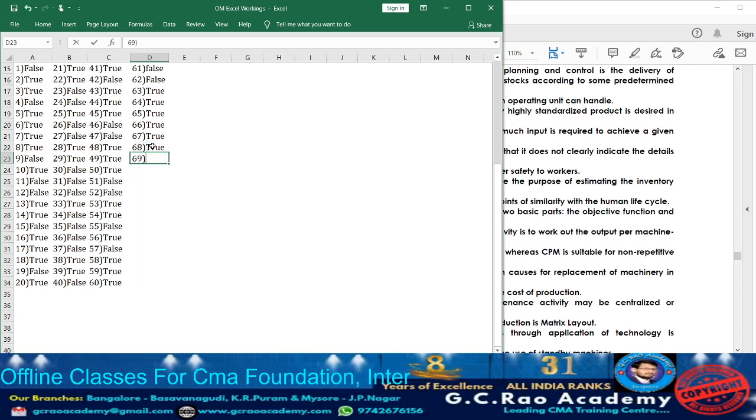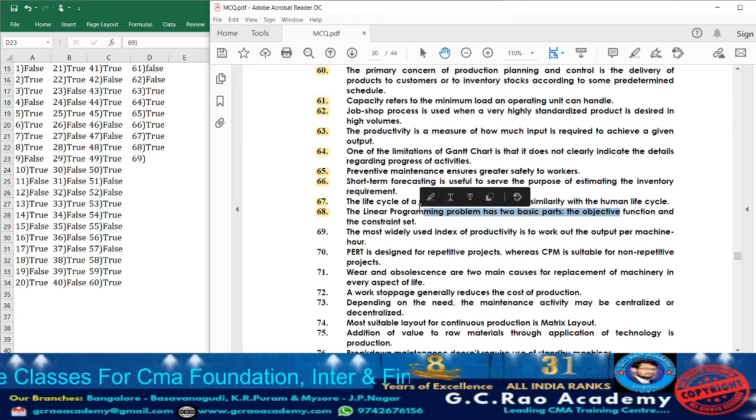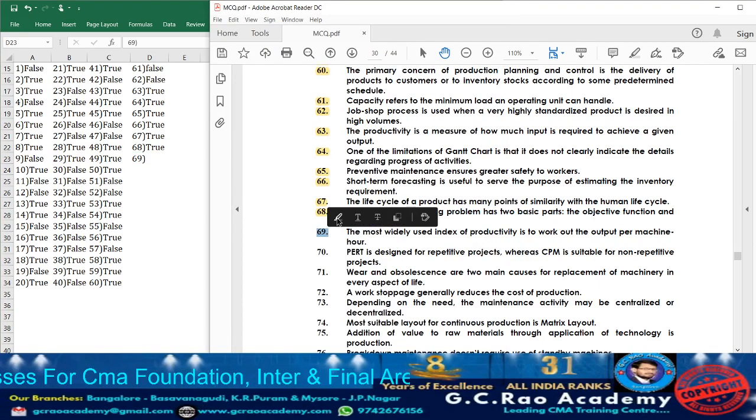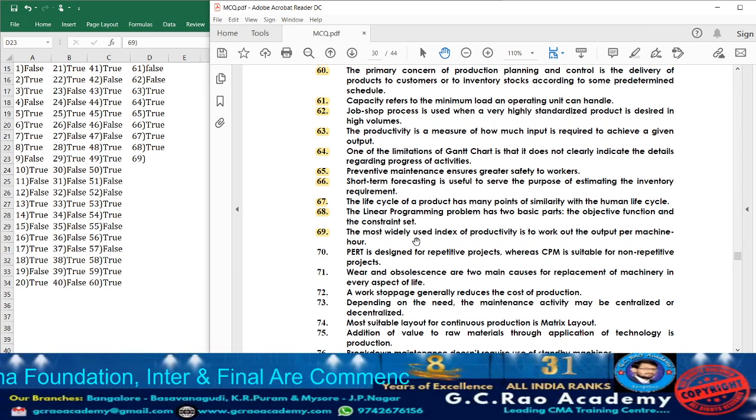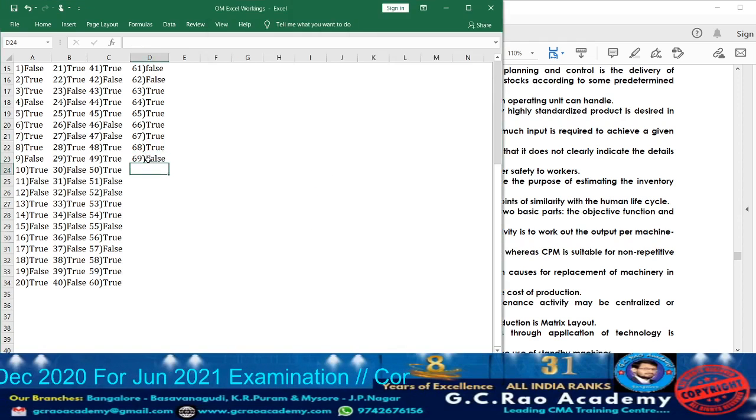Now let us move on to statement 69. What they are telling? The most widely used index of productivity is to work out the output per machine hour. See, with the help of productivity, output to that of the input. Input may be of anything. It may be of raw material, it may be of machine hour, it may be of labor hours. Anything may be the input. Here what they are telling? Only of machine hours. So accordingly, the statement will be false.